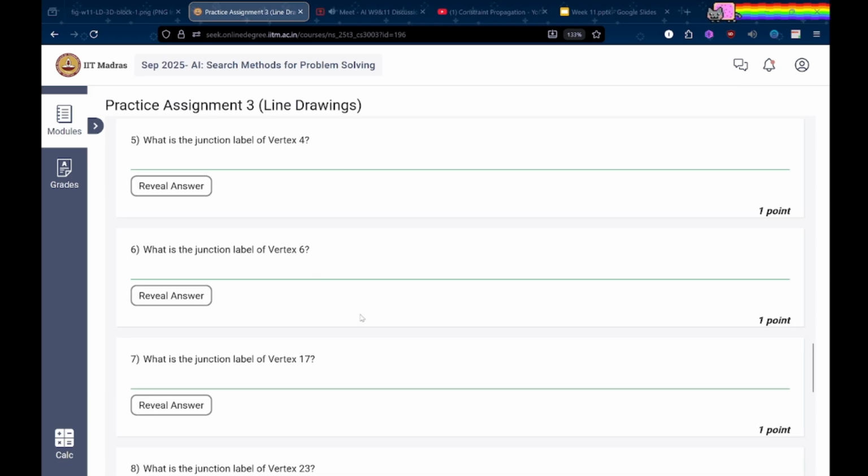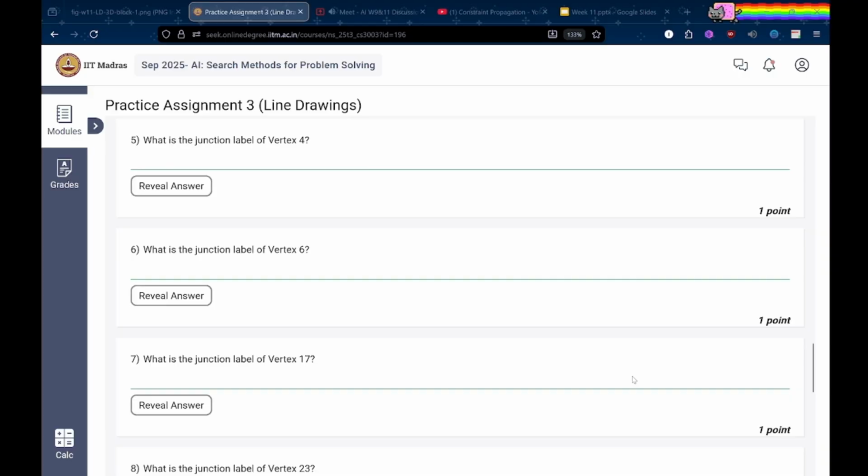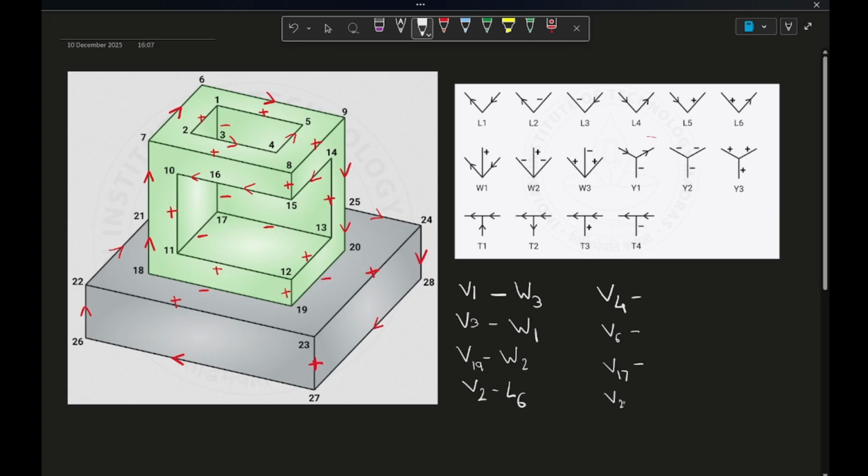Let's just write vertex 4, 6, 17, 23. Okay, so what is vertex 4 here? Vertex 4 is this one. So incoming arrow, outgoing arrow. So there's these L4, two, no? But which one would apply? I think L4 will apply to that. Yes, because this one should be an incoming arrow. So L4.